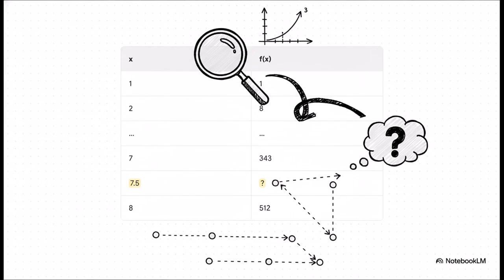This table makes our problem totally clear. We've got our data points here, and in this case, they come from the function f of x equals x cubed. But what if we need to know the value for 7.5? It's not on our list. But it's super close to the end of our known data. So the big question is, how do we figure out that missing value with some real precision?